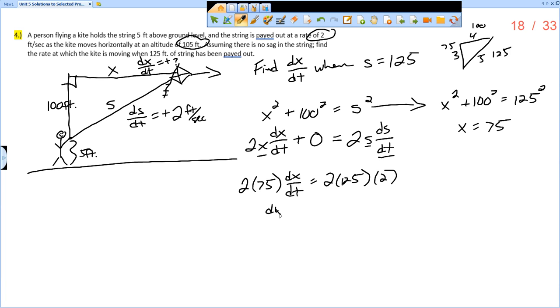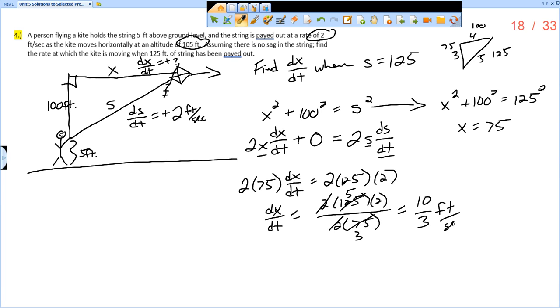Now I'm going to solve for dx/dt. I get 2 times 125 times 2, all divided by 2 times 75. Now I'm going to reduce a little. The 2s reduce, and 125 and 75 are both divisible by 25, so this becomes 5 and this becomes 3. And so I end up with 10/3. So 10/3 is the rate at which the kite is moving horizontally, so 10/3 of a foot per second.